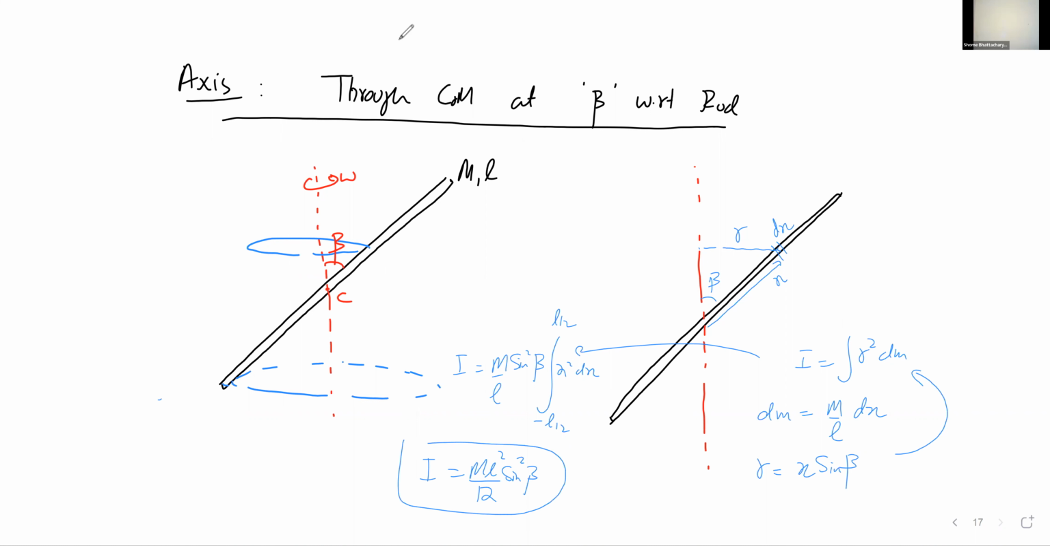One thing you can also see is that it's like m into effective length square by 12, where that effective length is L sine beta. When you see this rotating, if you throw light from the top, it will project the shadow of a disk. So that disk radius will be L sine beta. So it's acting like that.